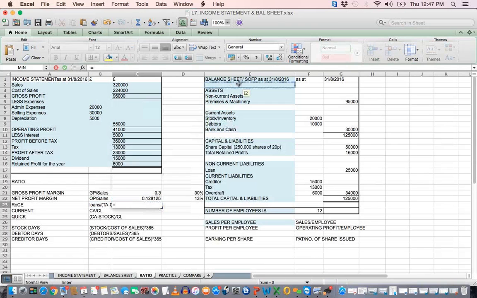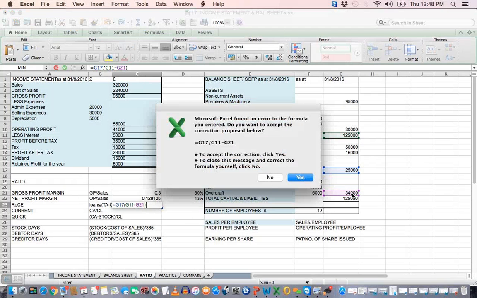So our figure is, go to the balance sheet, and then you can see it. Our figure is 25,000. Click on that cell, divided by total assets. Our total asset is this figure. This is our total asset minus our current liabilities. This is our current liabilities, and the figure is 34,000.